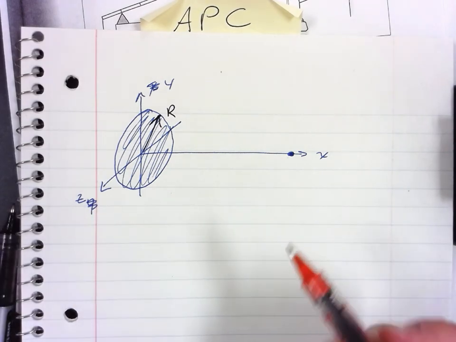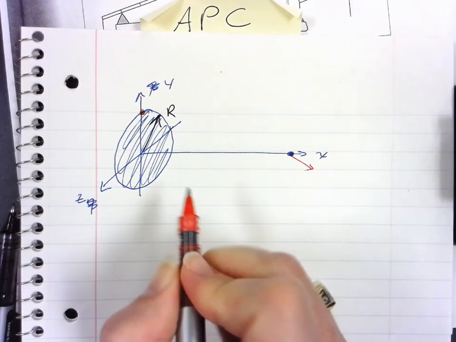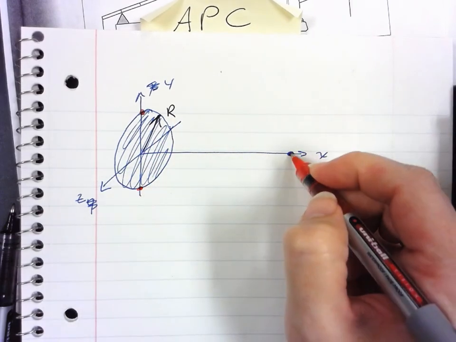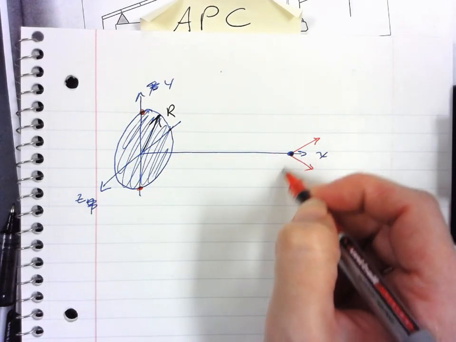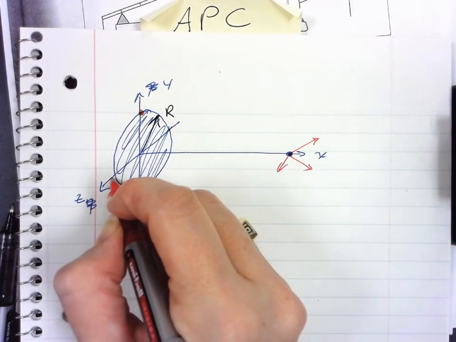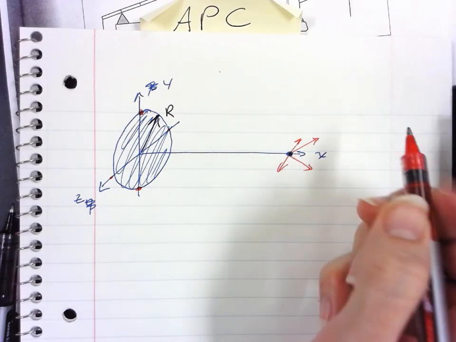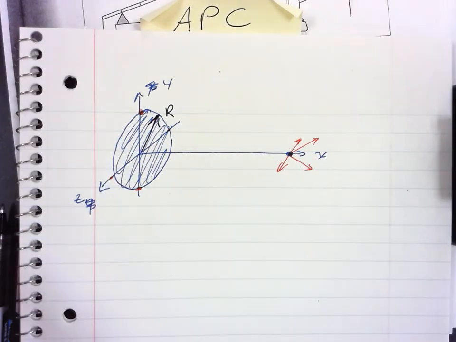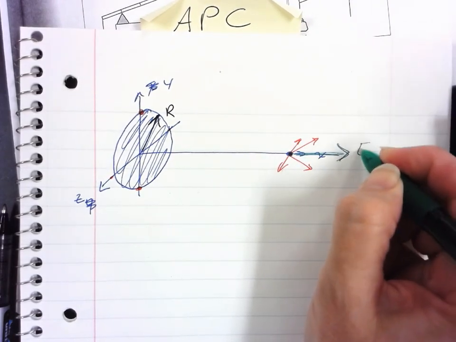But again, the feature I want you to see is for this little piece of charge here, we get an electric field like this. This little piece of charge here, we get an electric field like this. This one, you get out of the page. This one, you get into the page. All of these cancel out. Please see it as 3D. And overall, your electric field is only in the X direction.